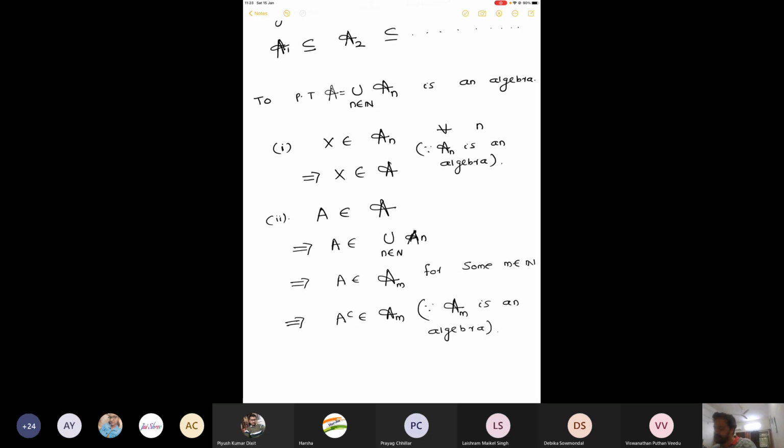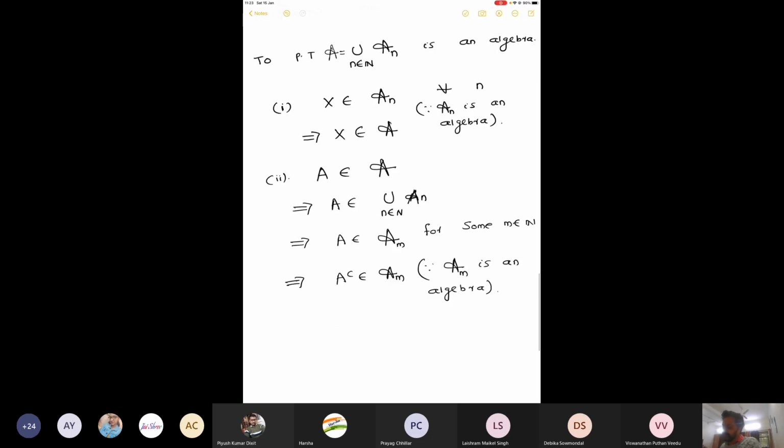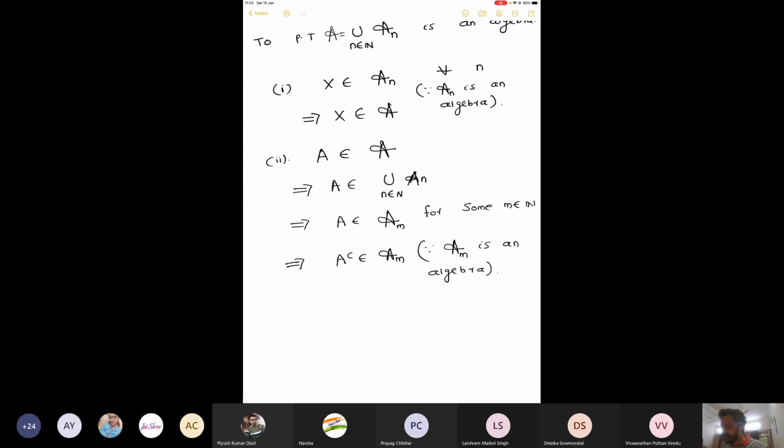In fact, you can say one more thing. If A is in A_M for some M, then A will be in script A_N for all N greater than or equal to M because of the increasing nature. But that is not needed here. Anyway, A complement is in A_M, and that will imply that once it is in one A_M, it will be there in the union. A complement is in union A_N, N belongs to N, and that by definition is our script A. A complement is in script A. So A in script A provides us A complement in script A. So the second condition is satisfied.